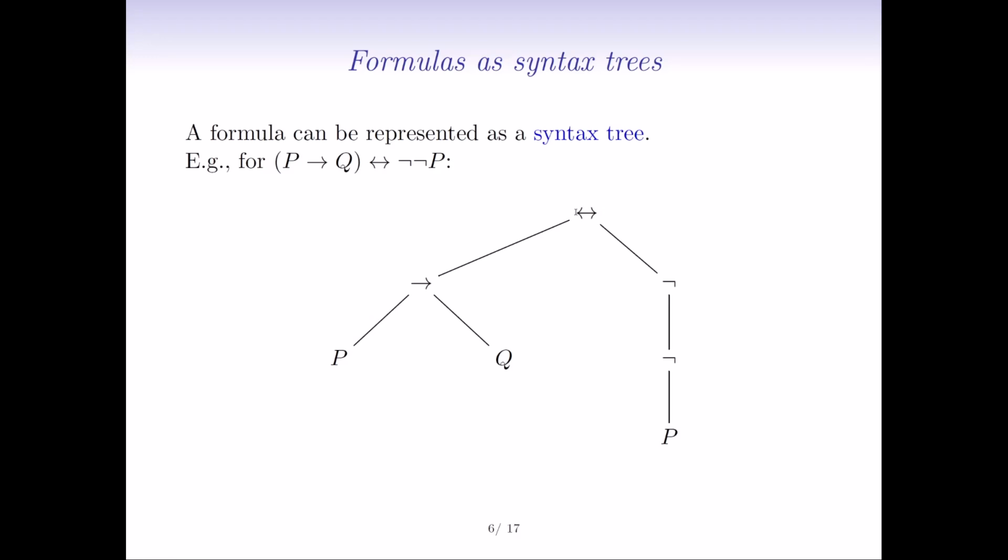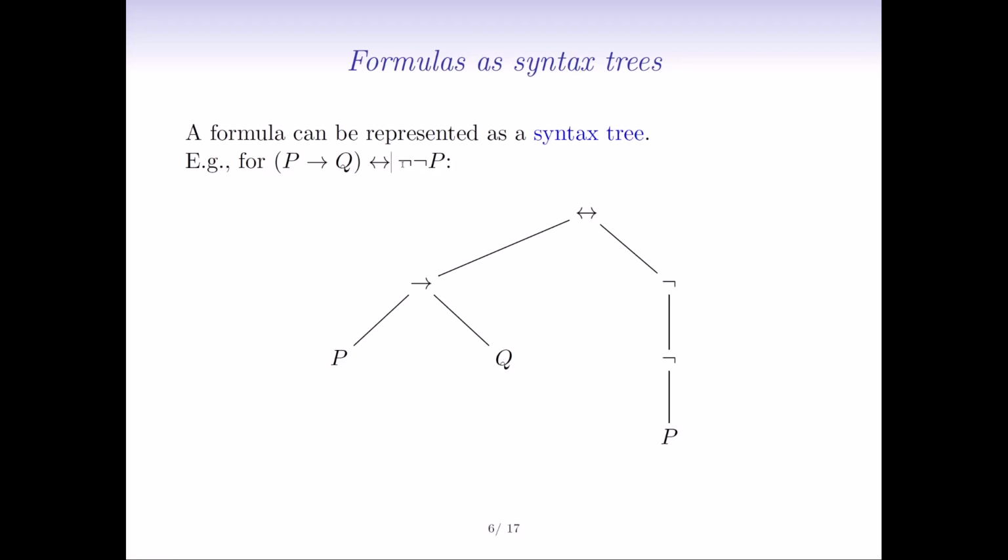So the root of the tree, the top level connective, is the if and only if, the biimplication, because that's somehow the outermost connective of the formula. We could almost call it the main connective of the formula. So the formula should be understood, first of all, as a biimplication, which has two arguments. One is P implies Q, and the other is not P. So if we look at its first argument on the left, well, that's an implication formula. And the implication formula also has two arguments, which are simply P and Q.